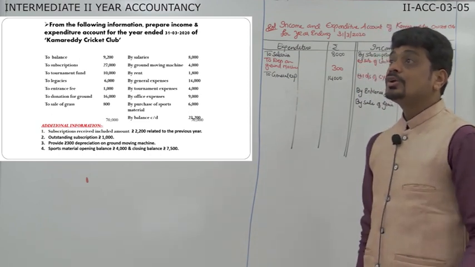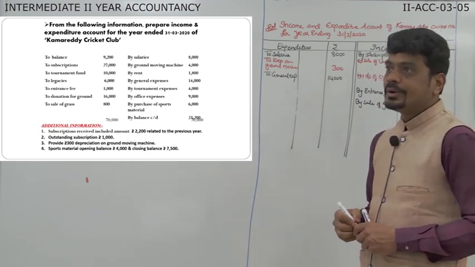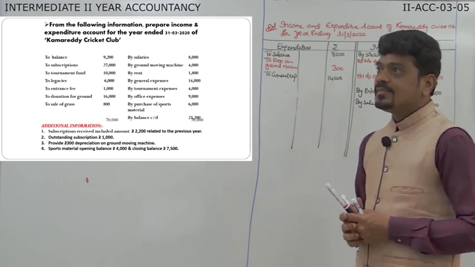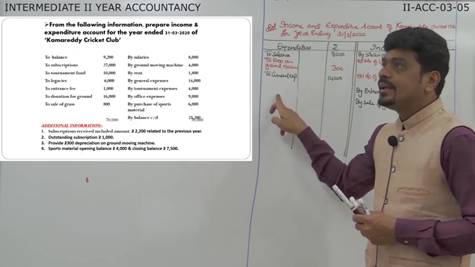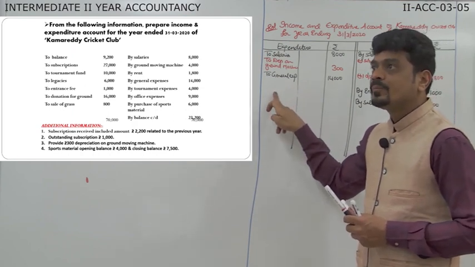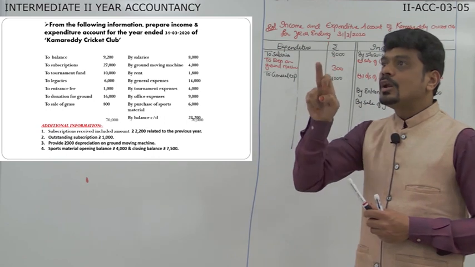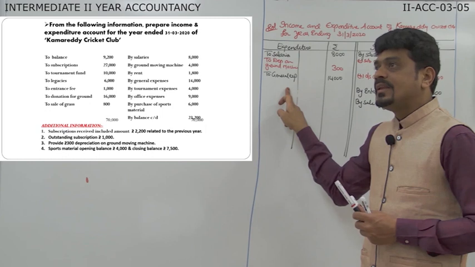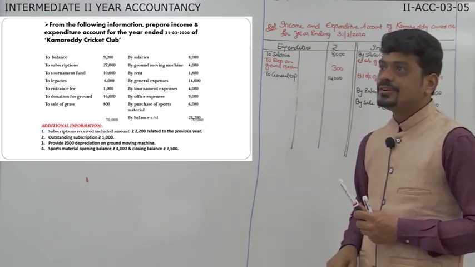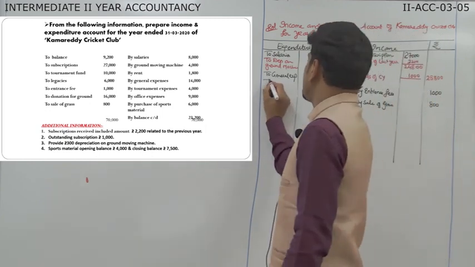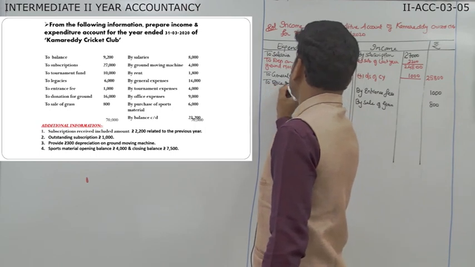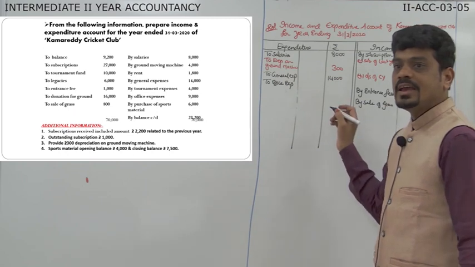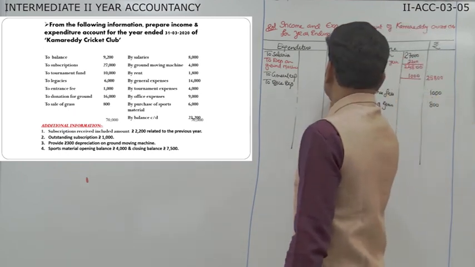Followed by tournament expense. Point to be noted, sir. Tournament fund is given, tournament expense is given. So we cannot take tournament expense as expenditure. I am repeating, since tournament fund is given, tournament expense cannot be taken as expense. Directly we'll reduce it in the balance sheet. Then office expense. To office expense. Office expense they gave 9,000.